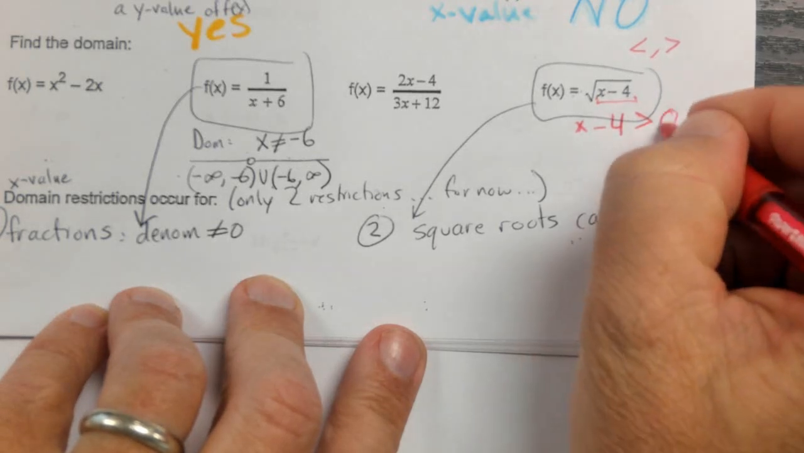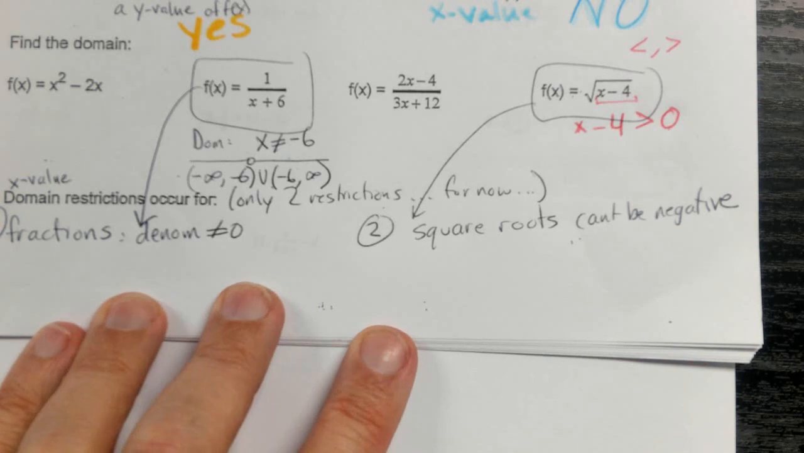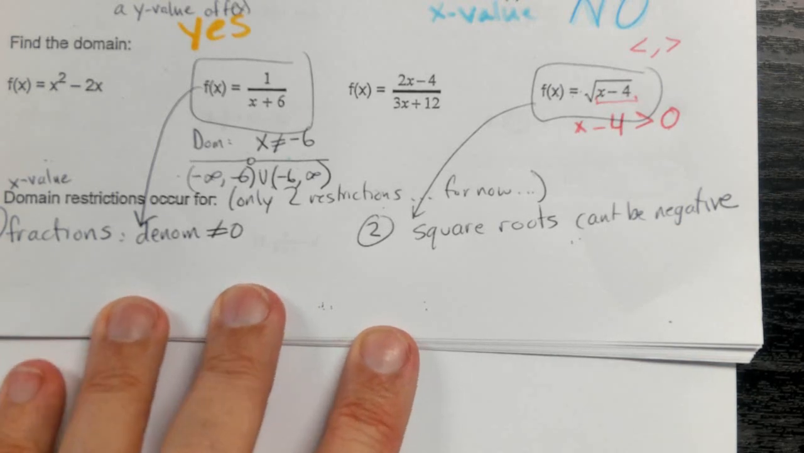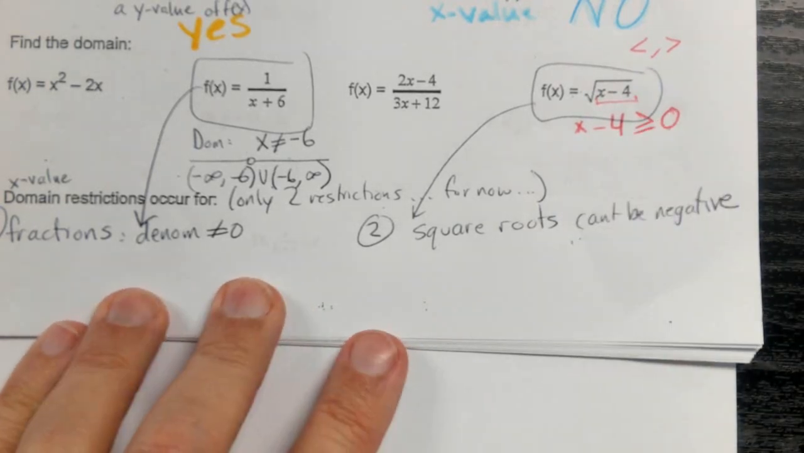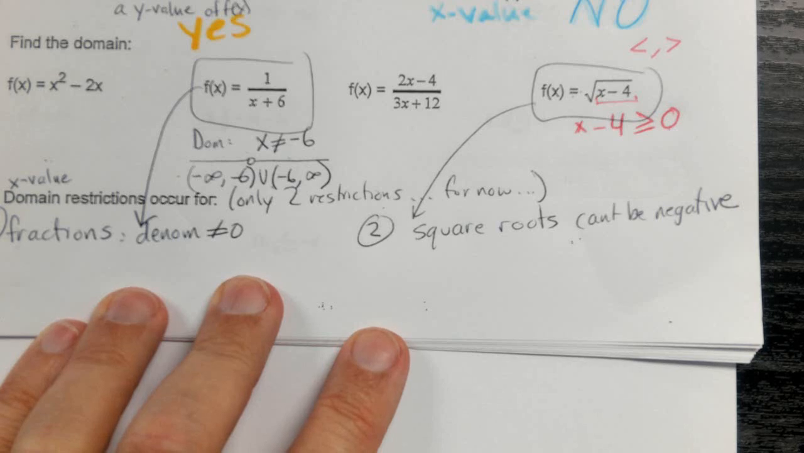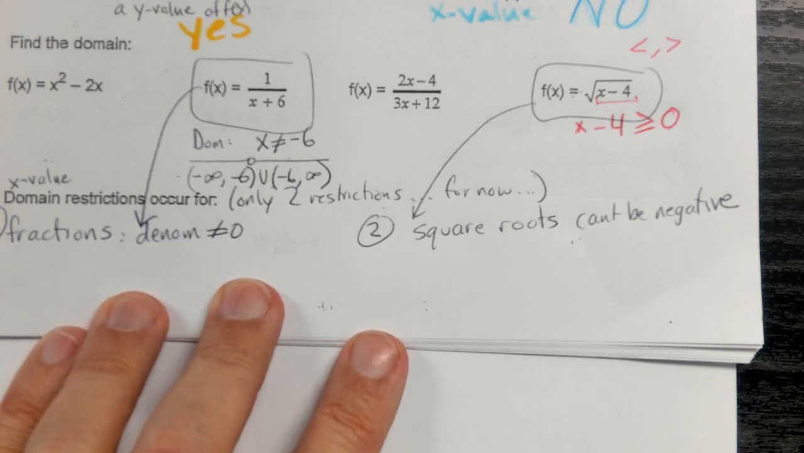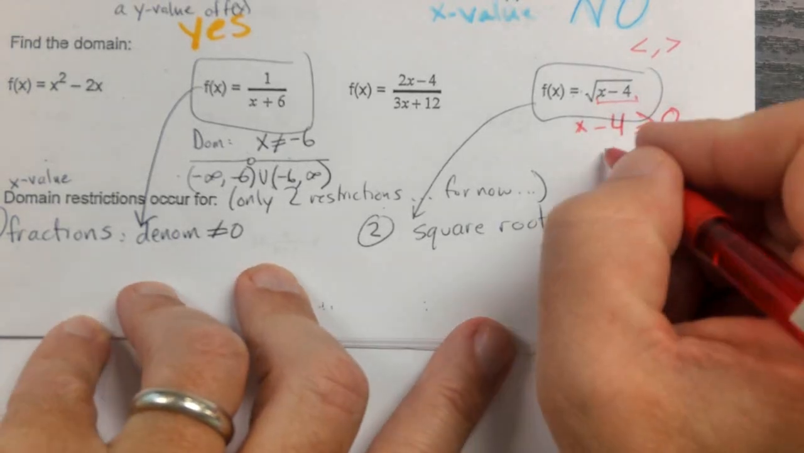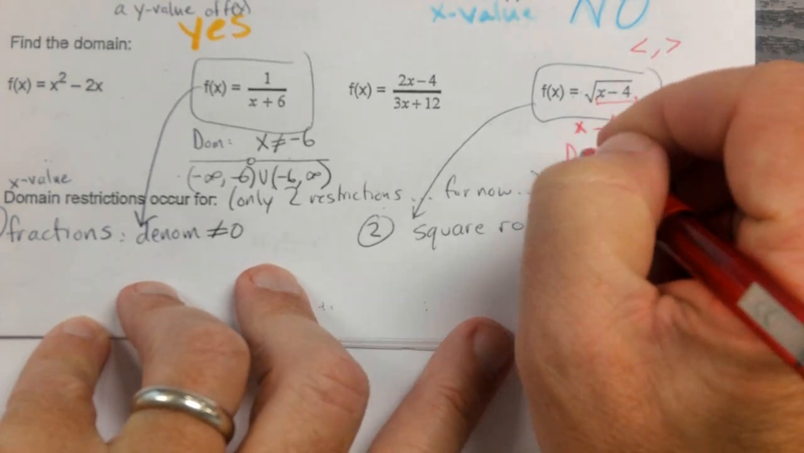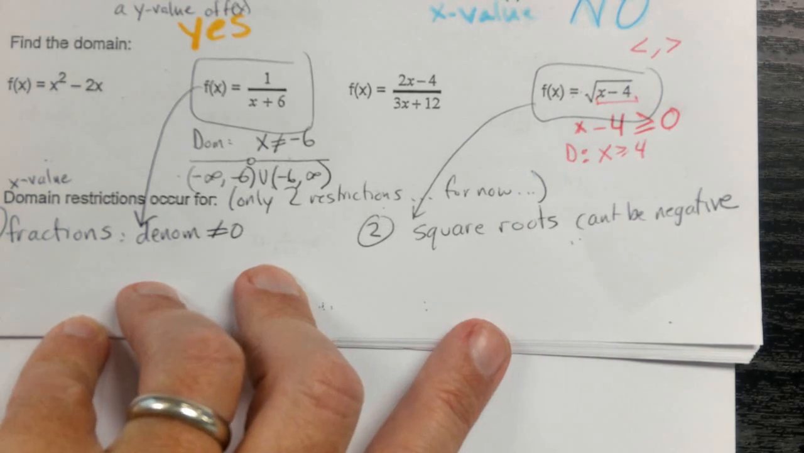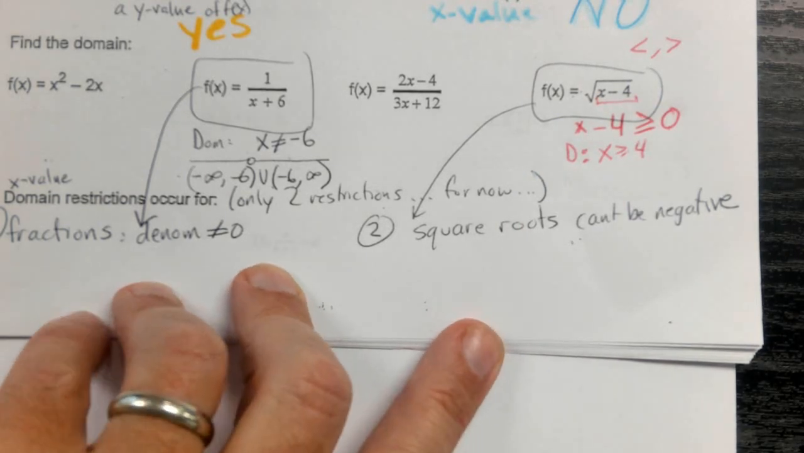0. Now let's be careful here. Can it equal 0? Can you take the square root of 0? Is there a number multiplied by itself that gives you 0? 0. So it can equal 0, because the square root of 0 is 0. So it can be 0, it can be positive, it just can't be negative. So we add the 4 to the other side. X has to be greater than or equal to 4. And that would be the inequality way to write that.